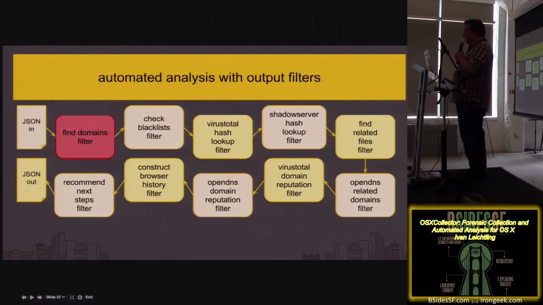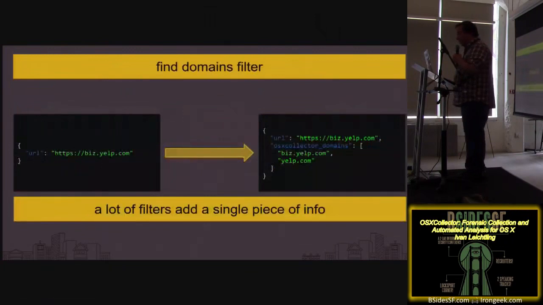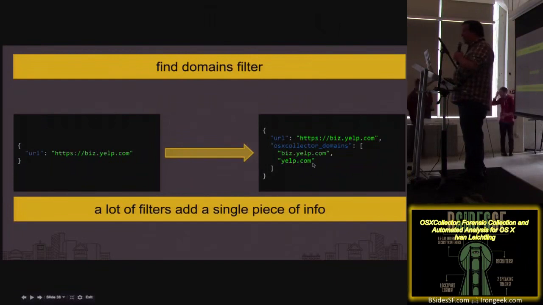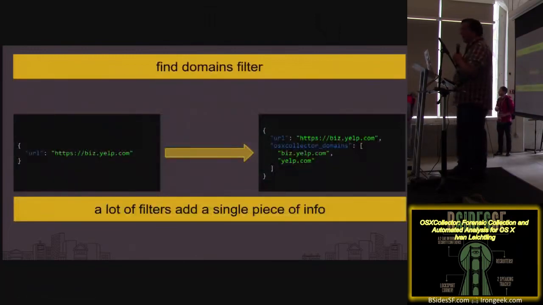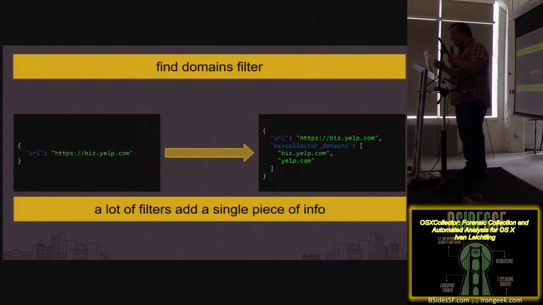Yeah, so the find domains filter is the first one. I already kind of blew it, because basically, if it sees a domain, it adds it to this output key, OSXCollector domains. It doesn't really matter where the domain is that it sees. If it's in the key of some JSON, or in the value, or if there's some string that's a URL and that URL has a query param that's another URL, it does a pretty good job of finding all of it. And that's all we're trying to do: tell me the domains that are involved.